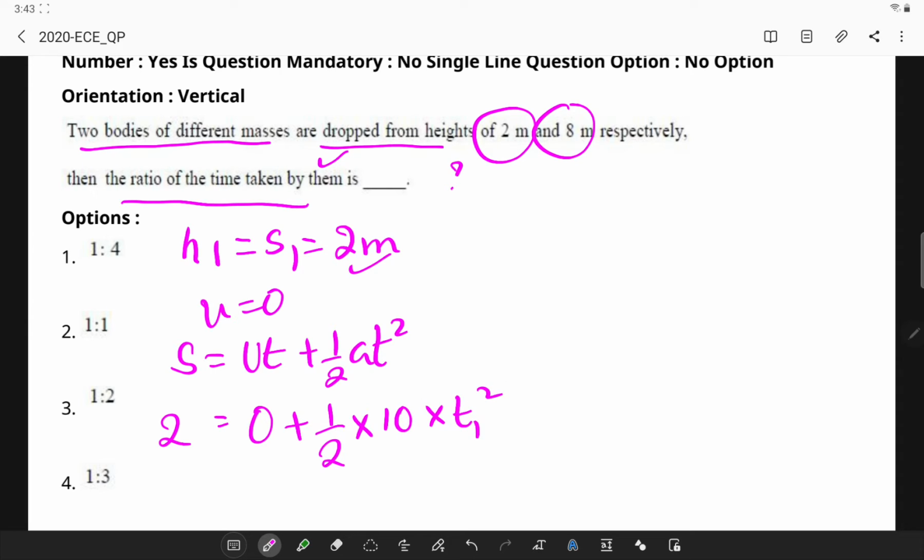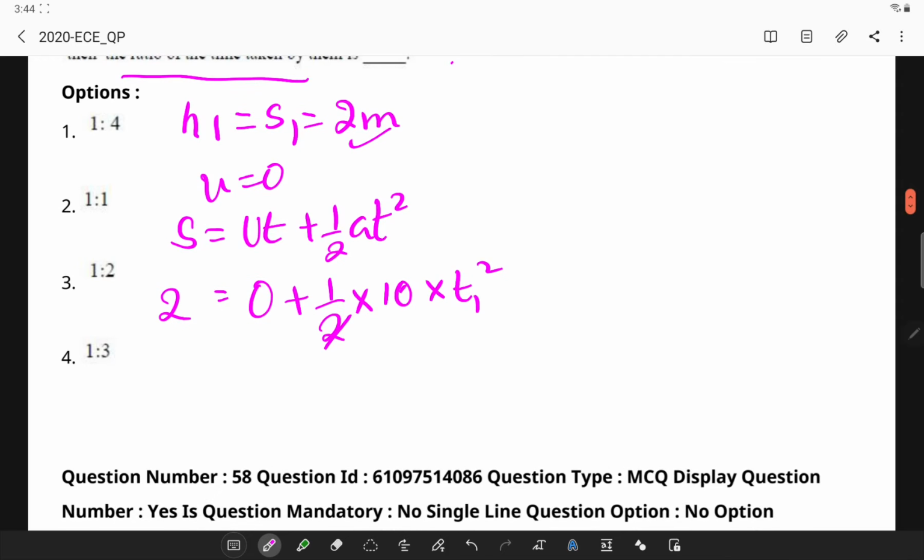So I will be having the calculation t1 square is equal to 4 divided by 10, so t1 square is simply 4 by 10 or 2 by 5.